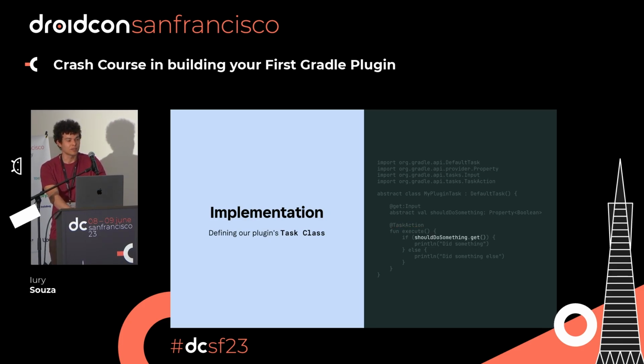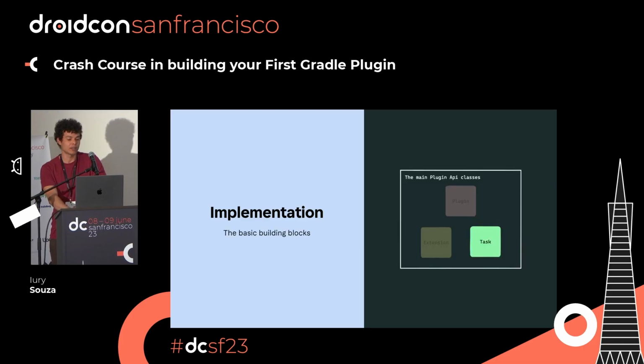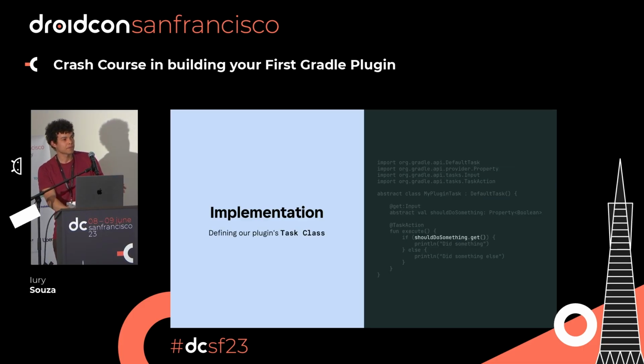And here I can use this property. So I use this should do something .get, because that's a property. When you call get, it's lazily evaluated. So you call get to evaluate it. And then you can do your logic, right? So we have the extension. Now we have the task. So basically we use the extension to configure the task.